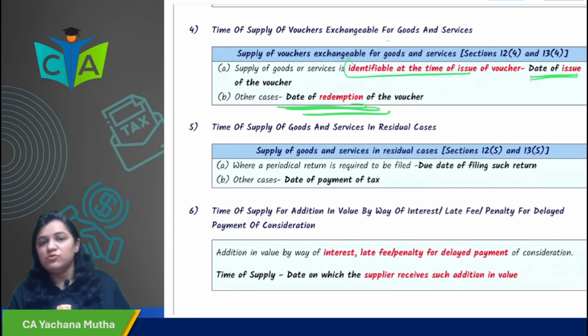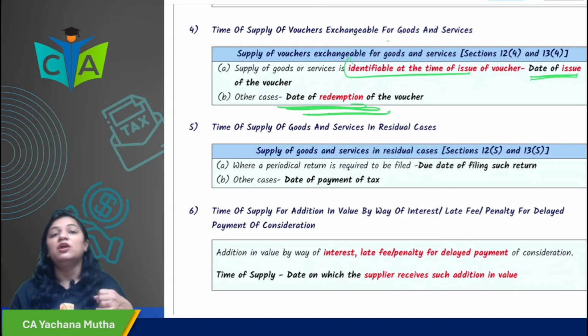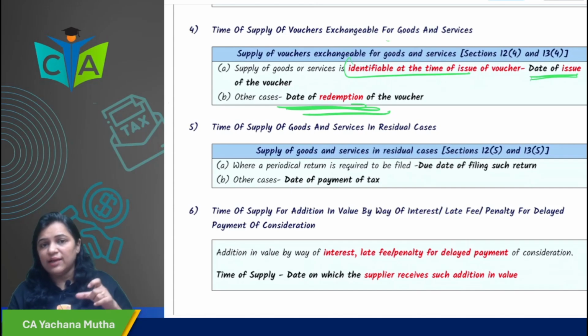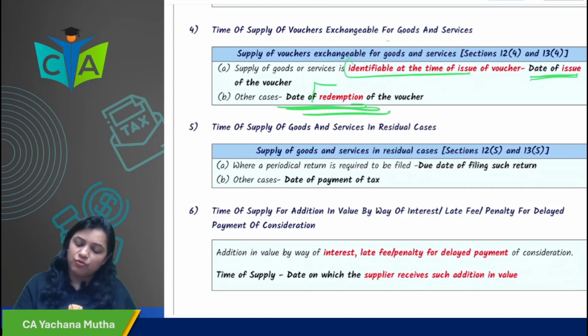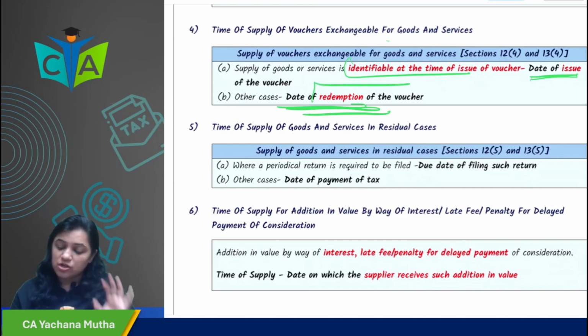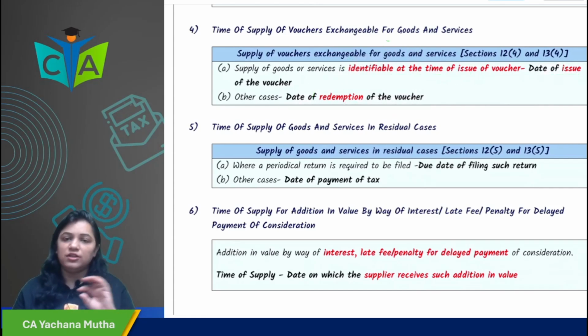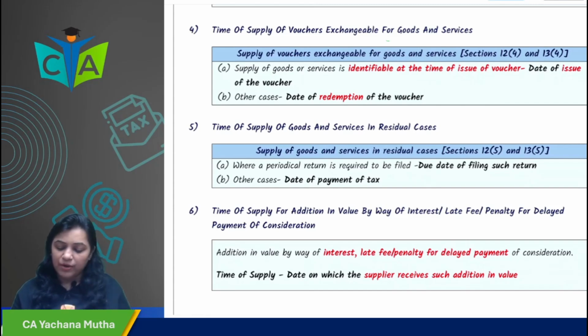In all other cases, it is the date of redemption of voucher. For example, Pantaloons gives you a voucher. You can purchase shoes from it, bags from it, watches, anything. So in this case, what would be the time of supply? It would be the date of redemption of voucher. And this applies both in the case of goods as well as services. I hope it is clear.